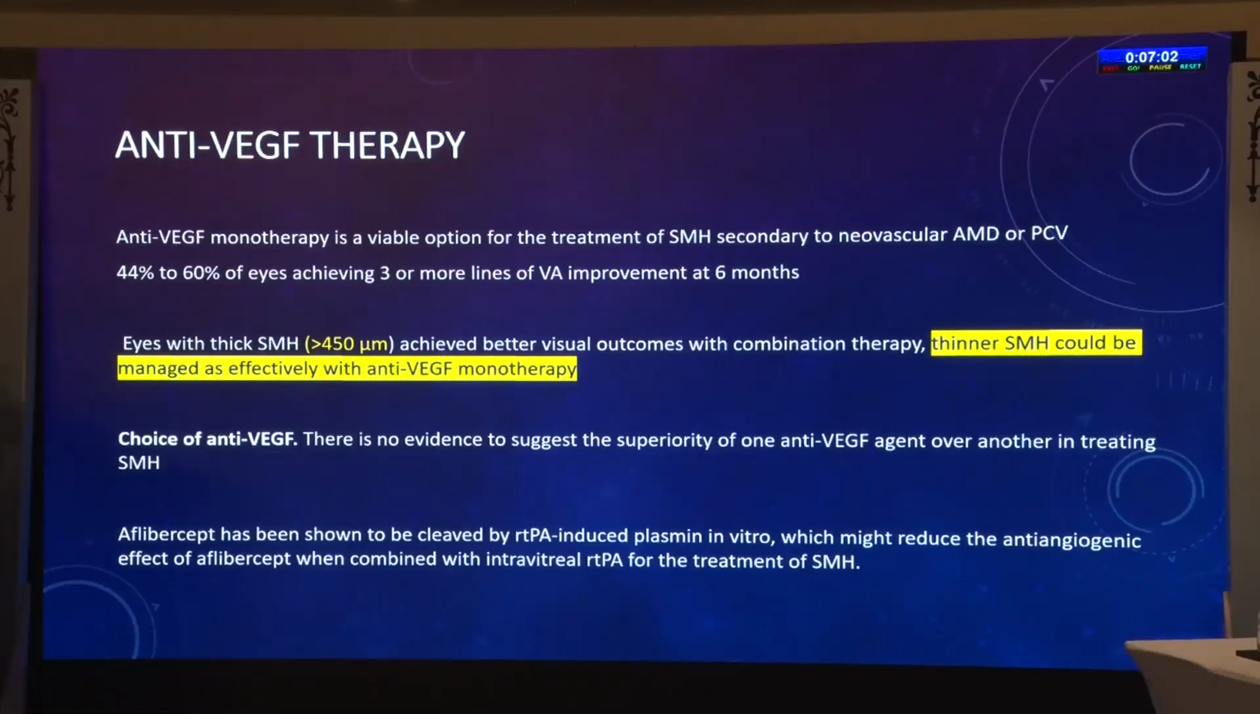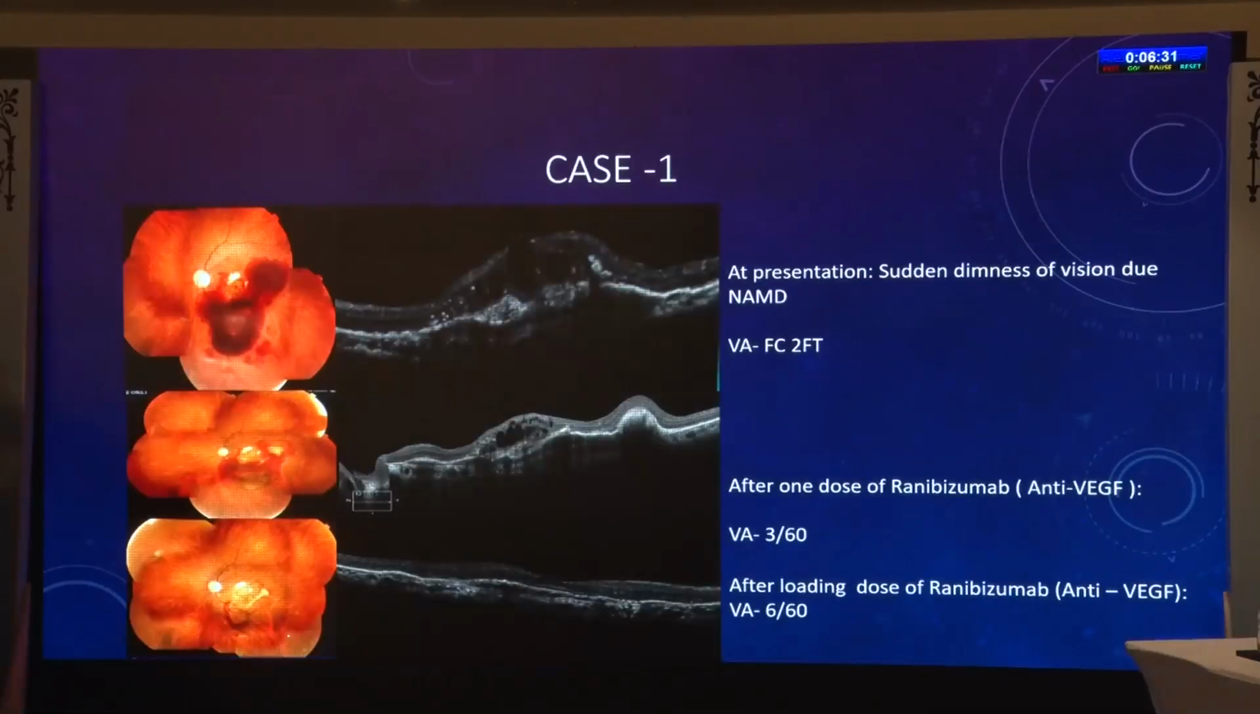Anti-VEGF, yes, if the submacular hemorrhage is thinner, that is less than 400 or 450 microns, and if the indication is for CNVM, or already there is a scar, so we have some time, because in these cases we need to resolve the blood as soon as possible. But if the prognosis is not that great and the hemorrhage is not very large and the submacular hemorrhage is thinner, then we can try with anti-VEGF, as in this case from finger counting 2 feet to 6/60 vision, you can see the central CNVM scar.